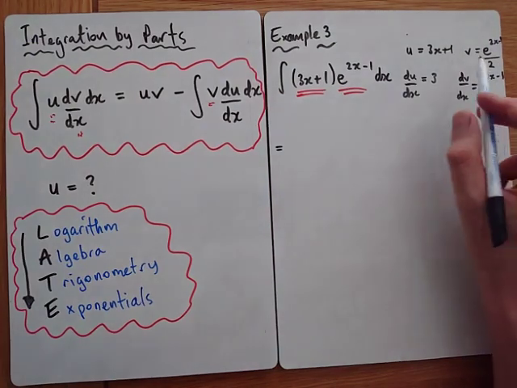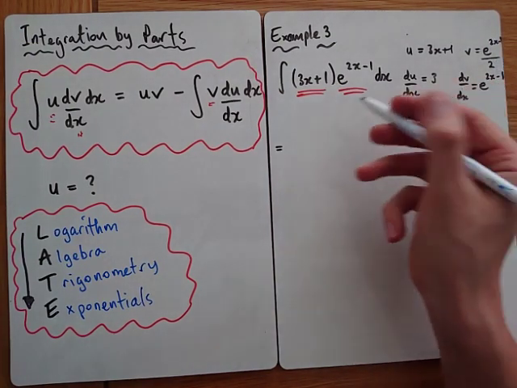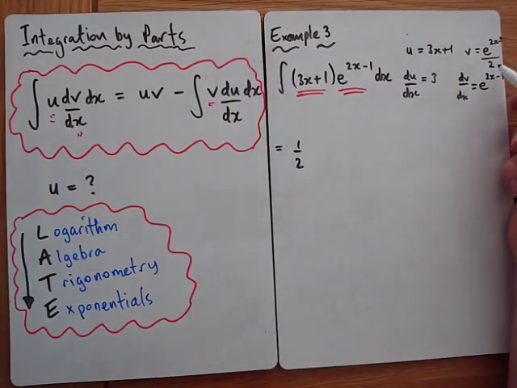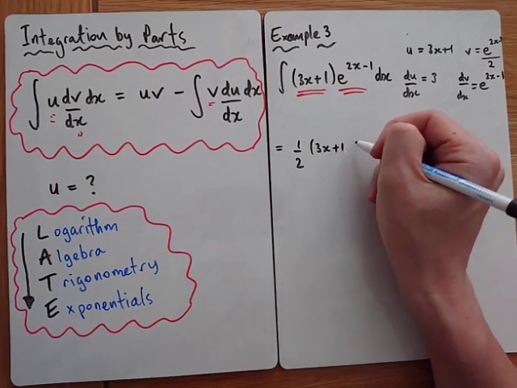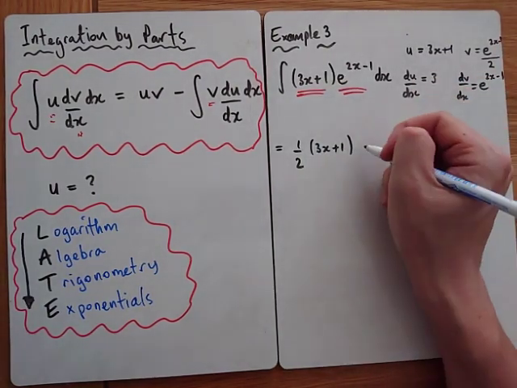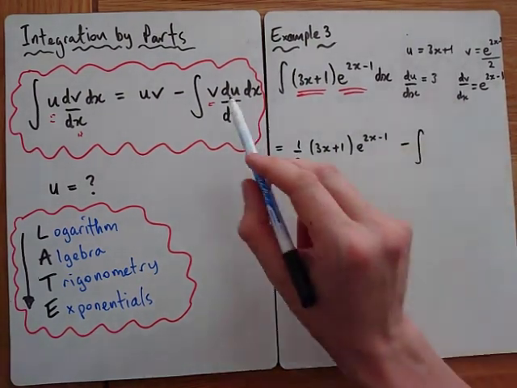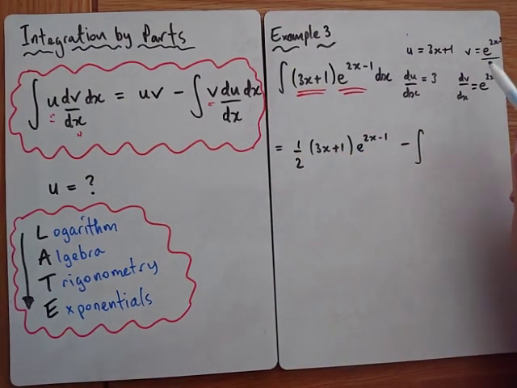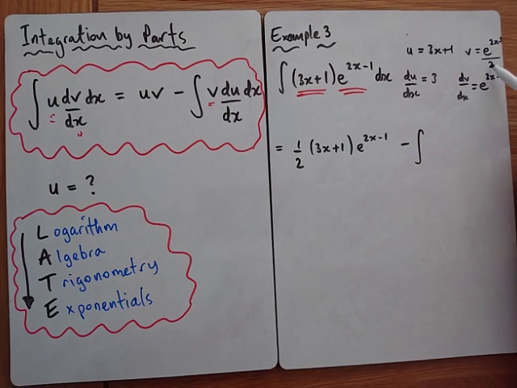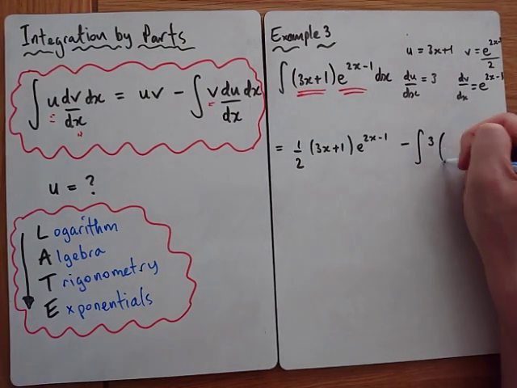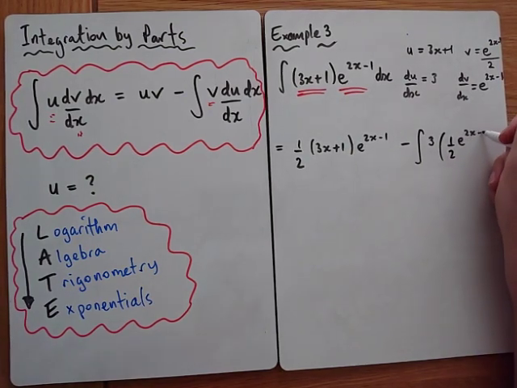So u times by v, we're doing 3x plus 1 multiplied by this. This is all divided by 2, so I'm going to write it as, start with the number at the front, which is a half. 3x plus 1 needs to be in a bracket, because it's 2 terms. And then you're multiplying by e to the 2x minus 1. Minus, inside the integral v du, so that would be the two things we just found. du is just 3, and that's being divided by 2. I'll do that in a second. So we're doing 3 times by a half e to the 2x minus 1.